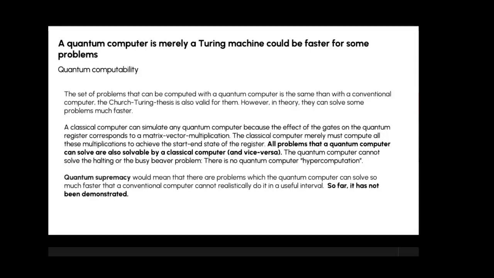I think Martin Davis is the name, yes. And in theory, quantum computers can solve some problems much faster. But the classical computer can simulate any quantum computer because the effect of the gates on the quantum register corresponds to a matrix vector multiplication, right? So you have a big matrix, you multiply it with a vector, you get the result. So the classical computer merely must compute all these multiplications to achieve the start-end state of the register. All problems that the quantum computer can solve are also solved by a classical computer and vice versa.